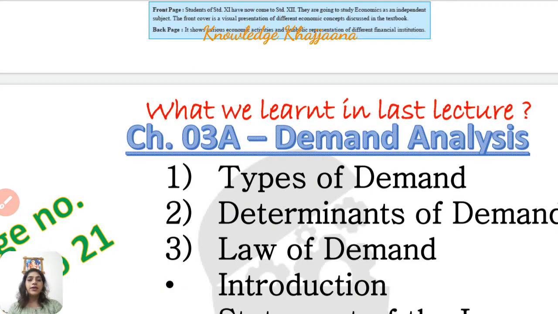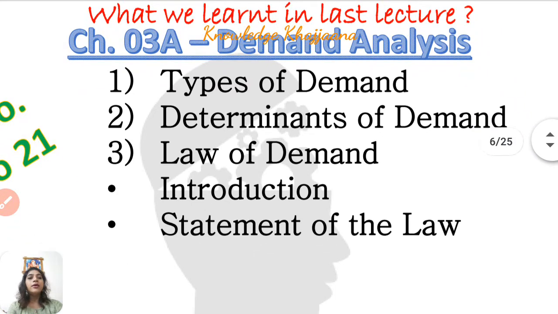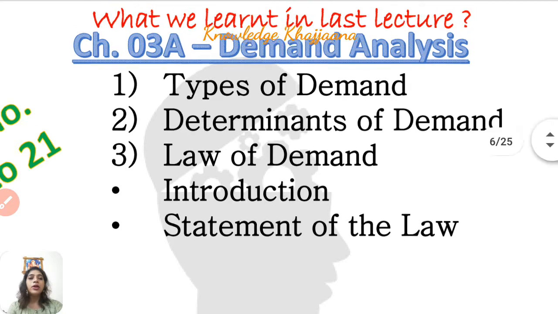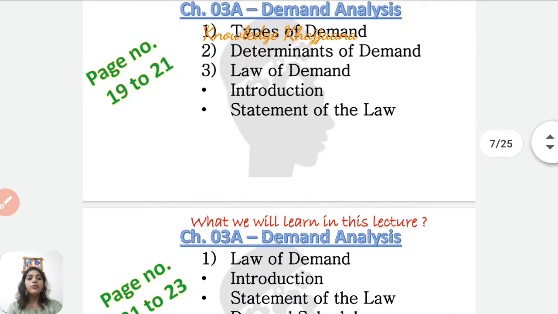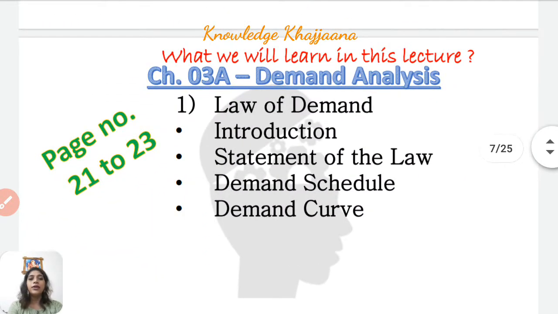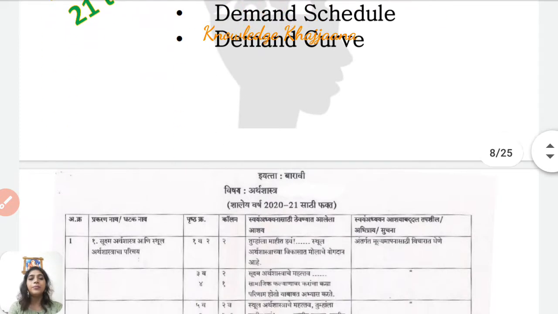We had started lesson number 3A, that is demand analysis, and we had covered types of demand, determinants of demand, law of demand, introduction and statement of the law of demand, which were given on page number 19 to 21. Today we are continuing with the same law of demand, because I want to explain it to you. We'll see its introduction, statement of the law, demand schedule and demand curve, and the explanation of the demand schedule and demand curve, which is given on page number 21 to 23.